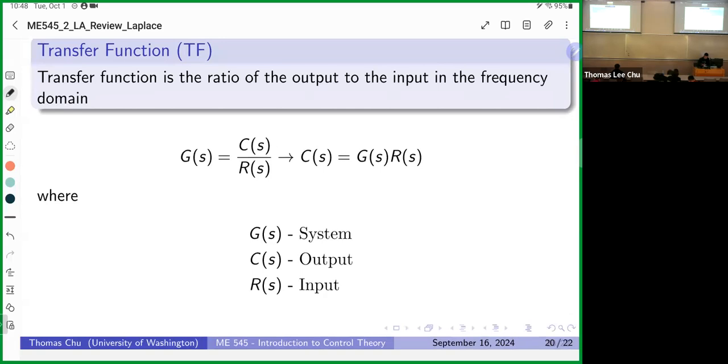So then here we have our system G is equal to our output, which is C, divided by our input R. And then we can rearrange it as output is equal to our system multiplied by our input. So think of it as our output is equal to our system multiplied by the input response. So then once we rearrange our transfer function into this form, when we take the inverse Laplace transform of this form here, we can then get our time domain solution.